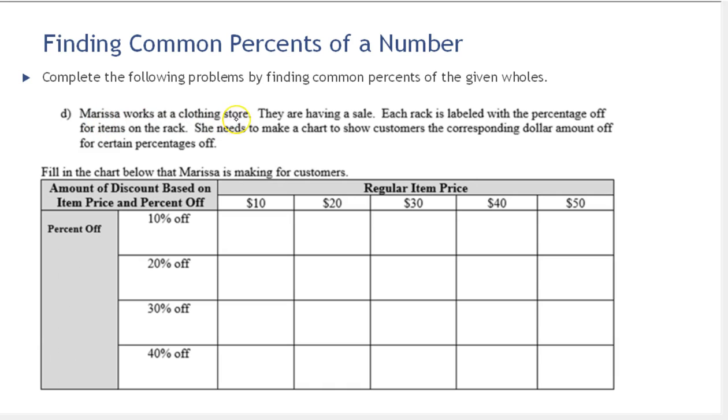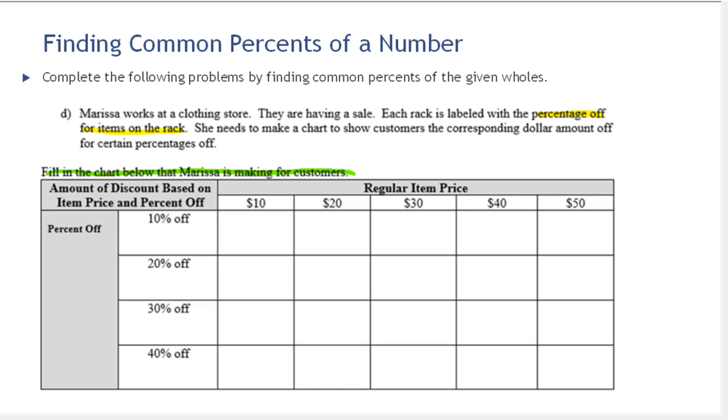Let's look at the next one. Marissa works at a clothing store. They are having a sale. Each rack is labeled with the percentage off. Let's highlight this, percentage off for items on the rack. She needs to make a chart to show customers the corresponding dollar amount off for certain percentages off. And we want to fill in the chart below that Marissa is making for the customers.